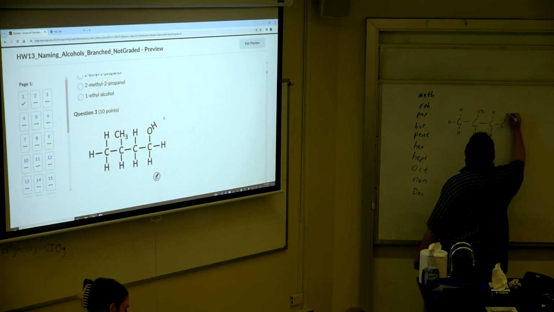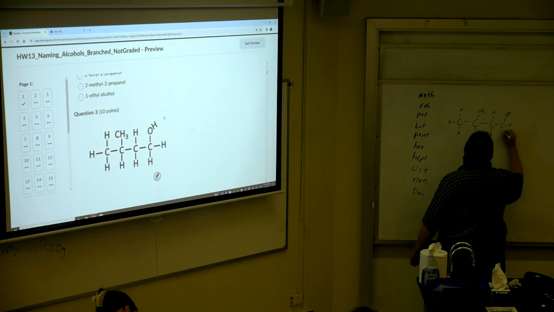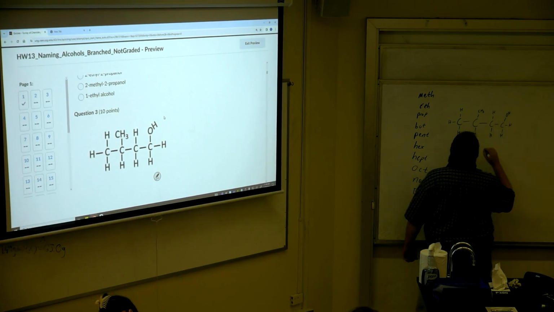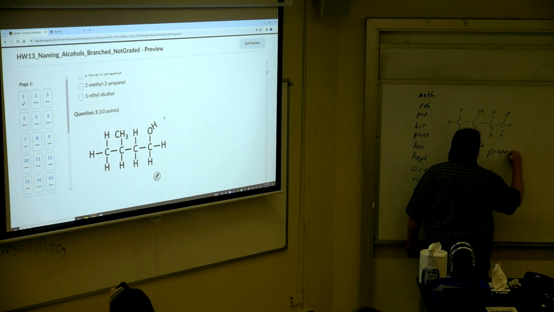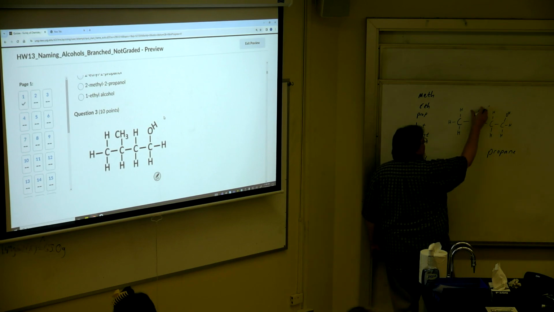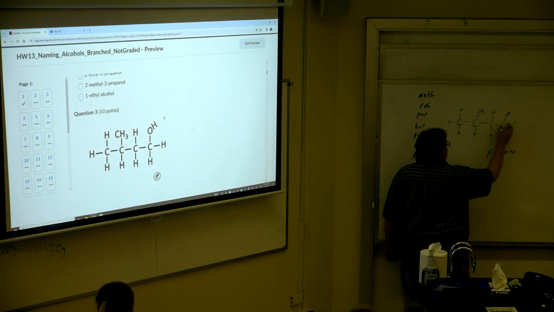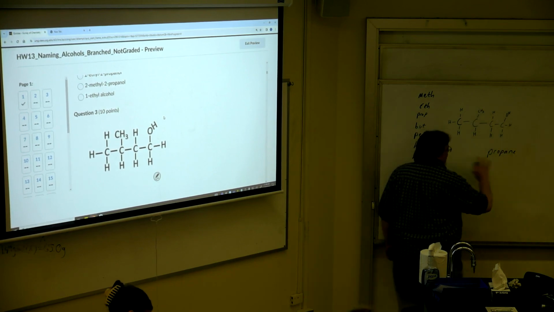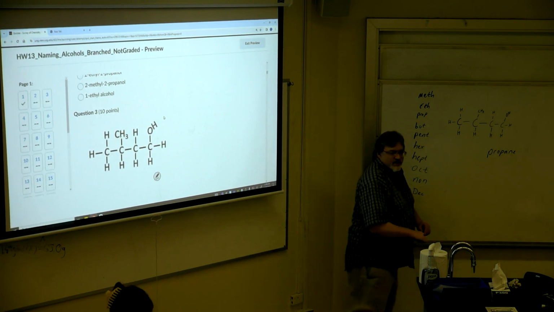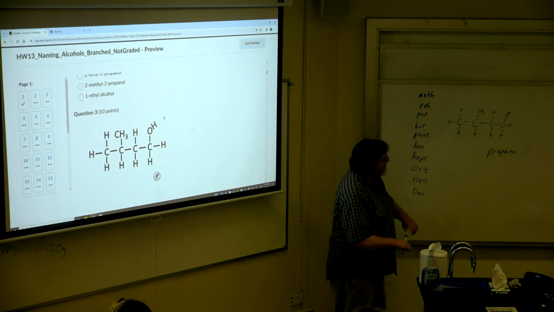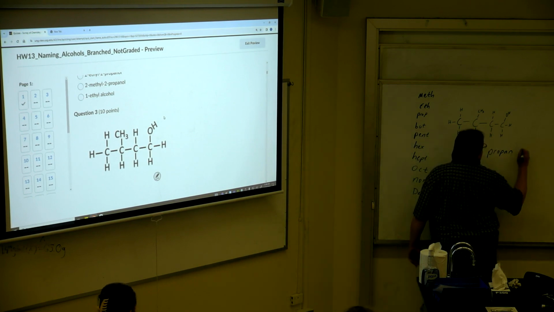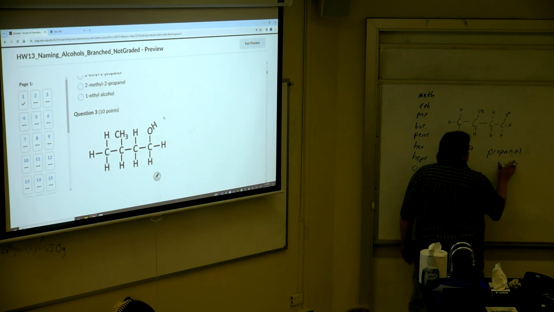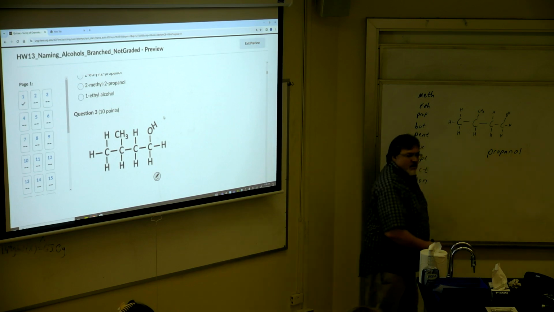Got the OH up here. 1, 2, 3, 4. If that were an H, not a CH3, and if that were an H, not an OH, that would be propane. In some sense, this is the best way to start. Start with that base name. Since it's an alcohol, we remove the E. So now we're referring to this as an alcohol.